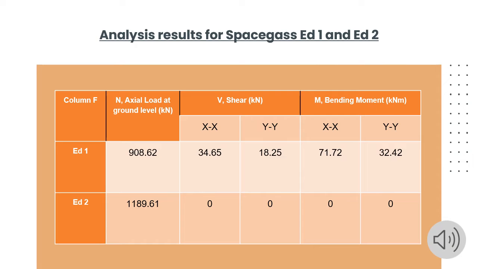Thank you, Isuri. Then I'm going to talk about the analysis results of Space Gass ED1 and ED2. As you can see, for the axial load at the ground level for ED1 we use 908.662. Then we calculate the shear and the bending moment for the x-axis and y-axis. For ED2, we use the axial load at ground level as 1189.61, and we calculate the shear and the bending moment. We got 0 for that one.